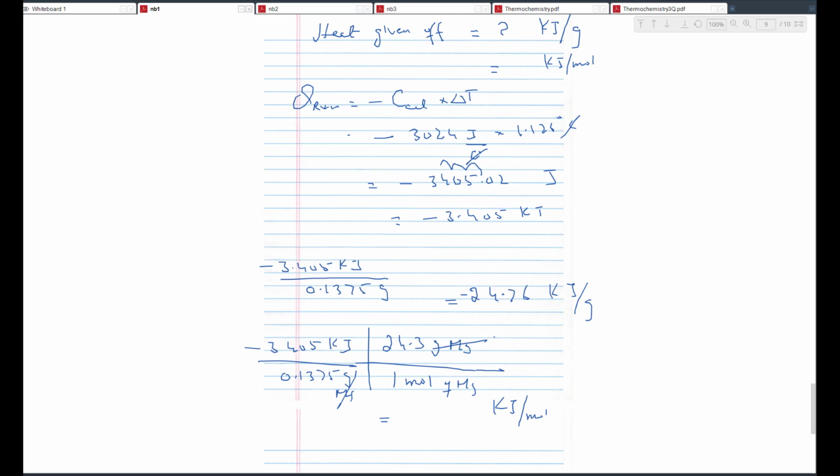So just use your calculator. Minus 3.405 times 24.3 divided by 0.1375. What is your answer? I'm getting negative 601.76. Maybe I'm doing something wrong. Hold on just a moment. 3.405 times 24.3 divided by 0.1375. Yeah, negative 601 point something, right? Right.